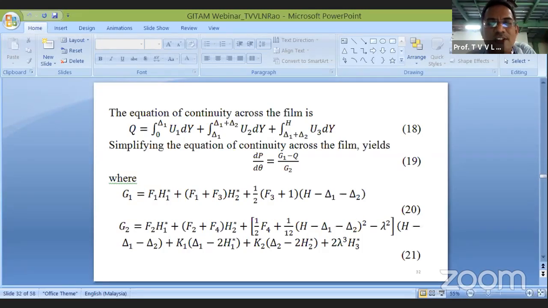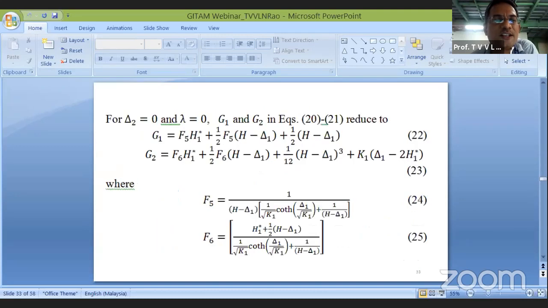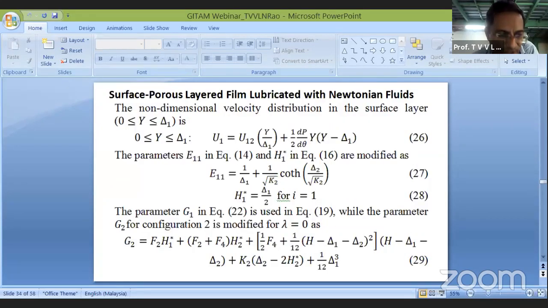So you could see that we have this equation dP by d theta is equal to (g1 minus q) by g2. This is what is called the first order Reynolds equation. Solving the first order Reynolds equation, we get the pressure profile in the bearing. From the pressure profile, integrating it, we get the load capacity. From the velocity gradient at the boundary, we get the shear stress at the boundary, and integrating the shear stress, we get the friction force, and friction force divided by the load capacity will give us the coefficient of friction.